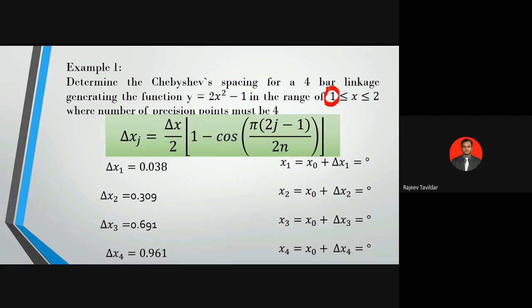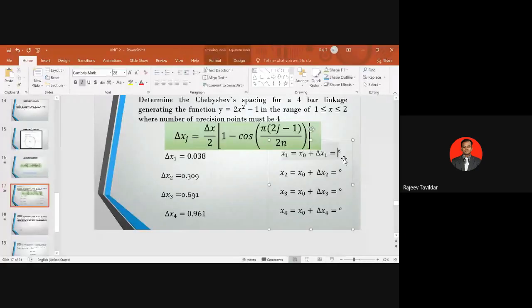I am highlighting it over here in the problem statement. This is x0 and this is x5. Okay, it is x0 to x5. In between, we are finding 4 precision points. So x0 is 1, so all your answers will be this plus 1. Let me write them. This will be 1.038, this is 1.309, this is 1.691, and the last answer is 1.961.